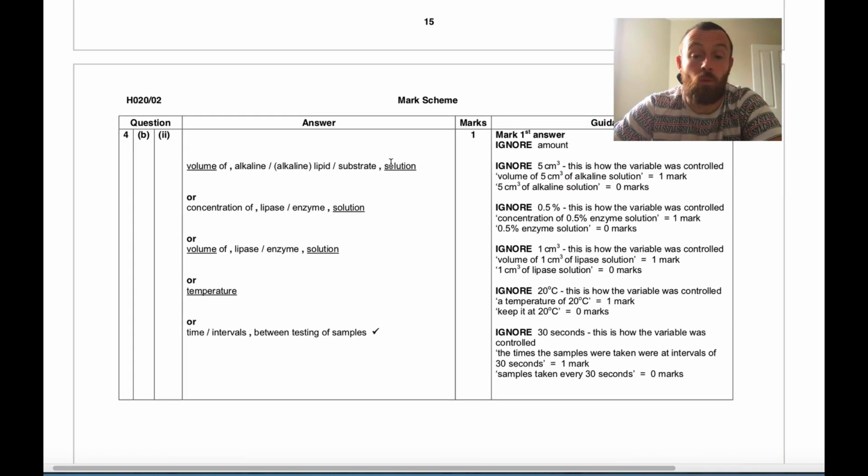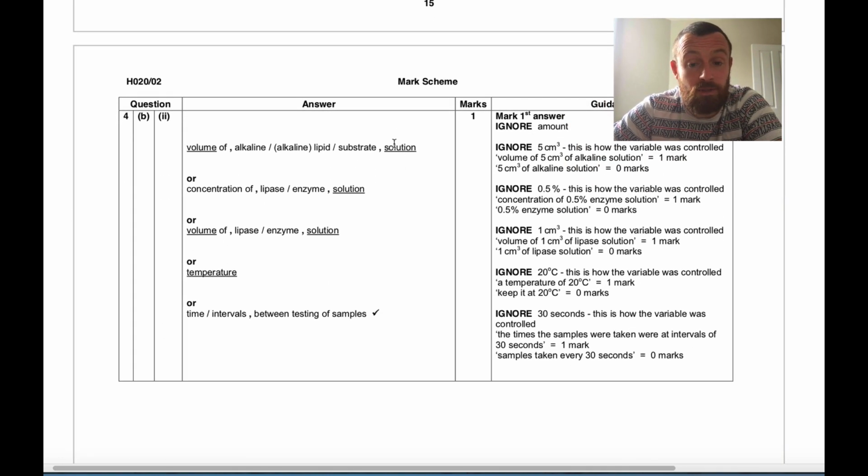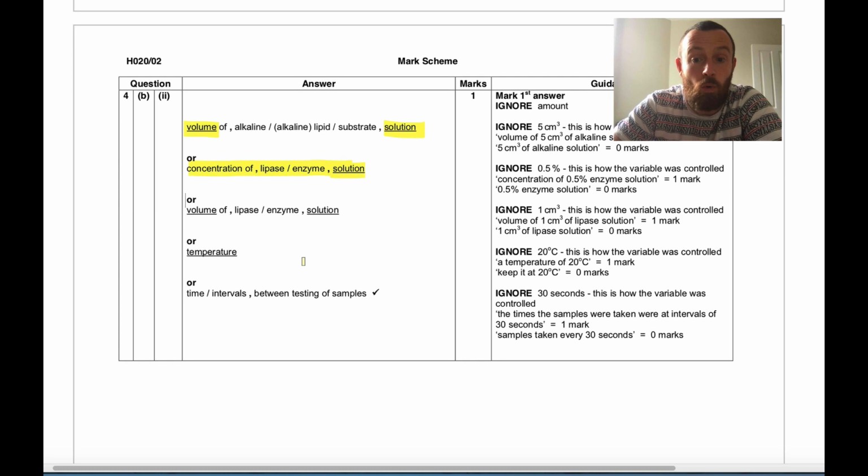Okay, so these are all the things that were controlled. The volume of the alkaline lipid solution. Notice, again, mark scheme, very important: the underlined words. If you don't put these words, you don't get it. So the volume of the lipid solution. Concentration of the solution. They love the word solution, don't they? Concentration of the lipase enzyme solution. So always say solution. Volume of the solution. The temperature, time intervals between testing, the 30-second intervals.